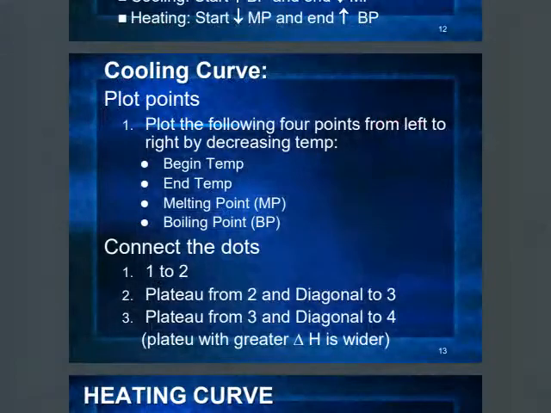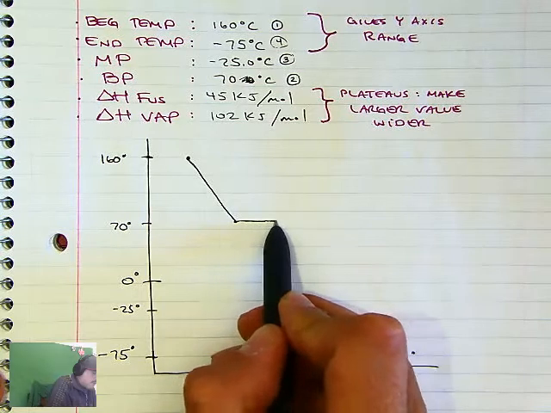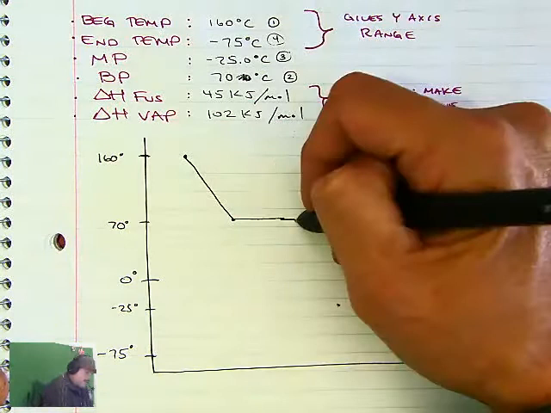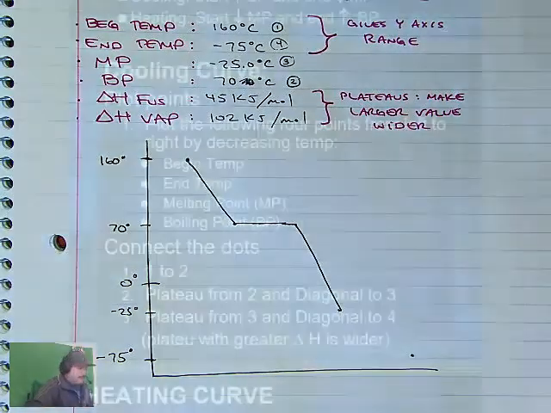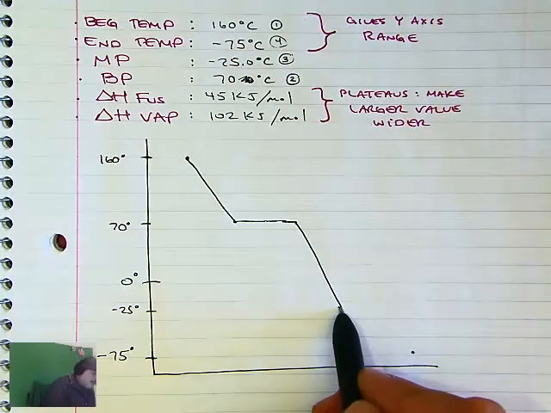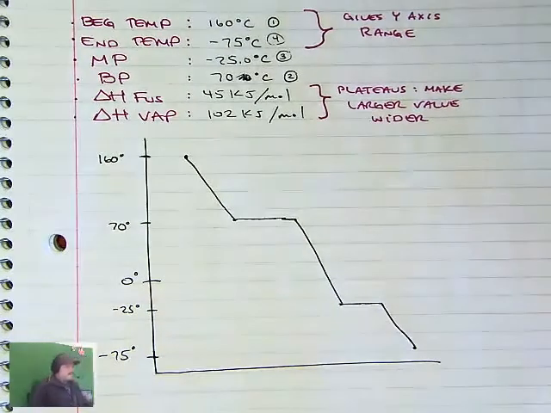Okay, the next thing says I plateau from 2 and I diagonal to 3. So what does that look like? Plateau means straight across. I plateau across, just like so, and then I diagonal to the next one, like that. Okay, look at the rules. Then it says I plateau again from the dot I just made, and I diagonal to 4. So I go back here. So I plateau again, and then I diagonal to the last dot.